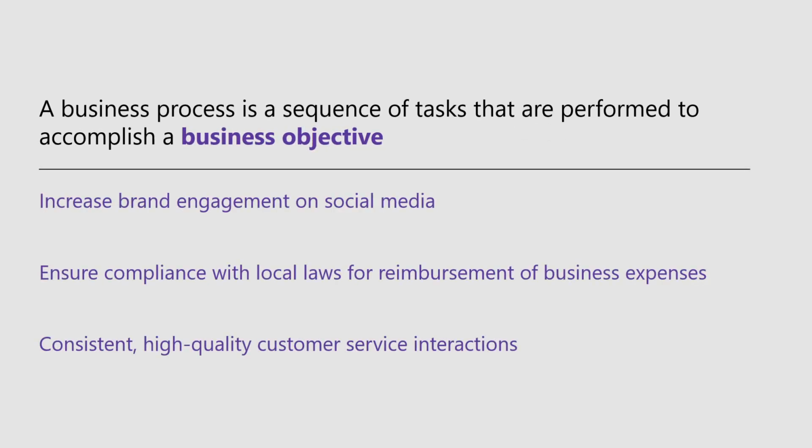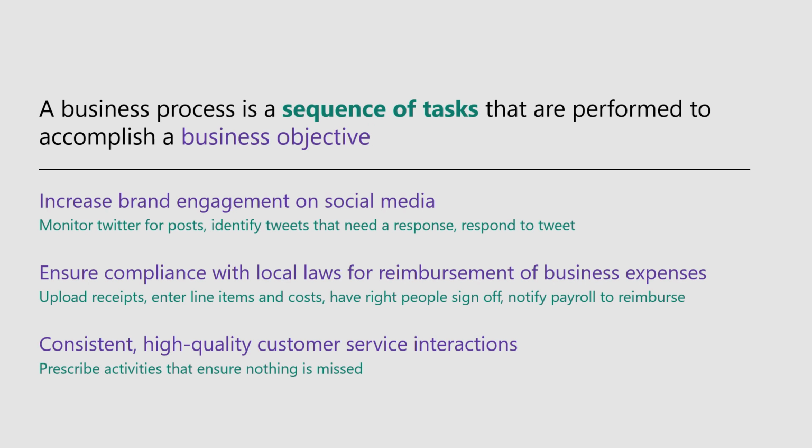So, for instance, your business objective might be something like increasing brand engagement on social media for your brand, or ensuring compliance with local laws for reimbursement of business expenses, or something like ensuring that your customers have high-quality, consistent interactions with customer service. In order to accomplish these business objectives, you might have a sequence of tasks. So for our first example, you might have something like, let's monitor Twitter. And every time somebody mentions our brand in a tweet, let's figure out if it is negative. And if it is, let's find the right set of people to go ahead and respond to that tweet.